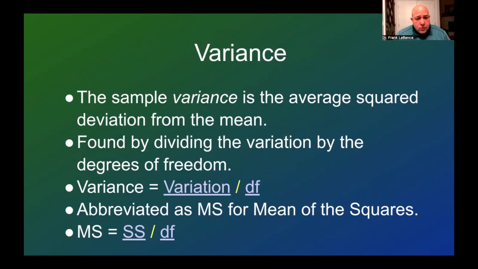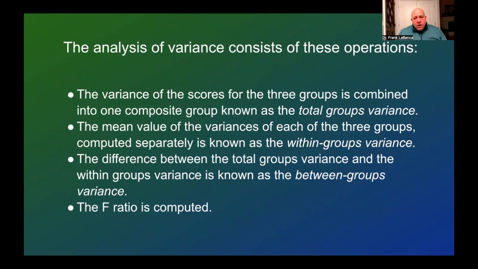Sample variance is the average squared deviation from the mean, and it's found by dividing the variation by the degrees of freedom. So variance is variation divided by degrees of freedom. That's also known as the mean of the squares, notated as MS. I just want to explain the components of the table. You're not going to need to calculate these tables by hand, but we're going to look at how they relate to one another, just so we have a sense of what's happening when the computer does the work for us. So the variance of the scores for three groups is combined into a composite group. It's called the total. You'll see that at the bottom of the table. And the mean value of the variance of the three groups is known as the within group variance.